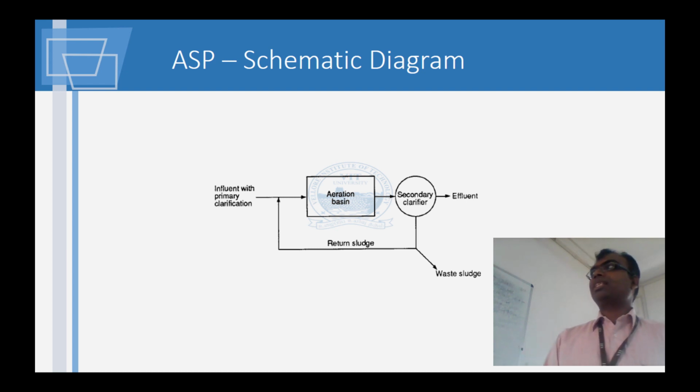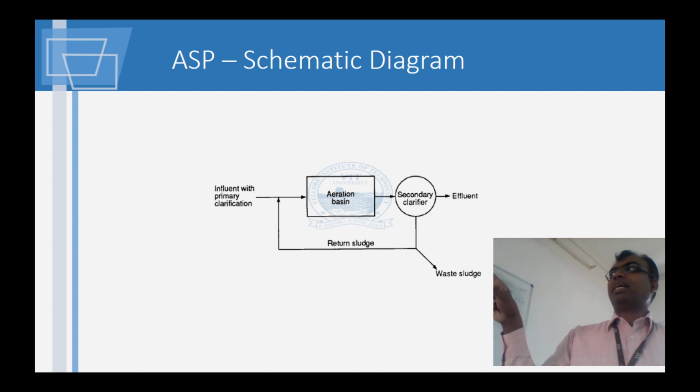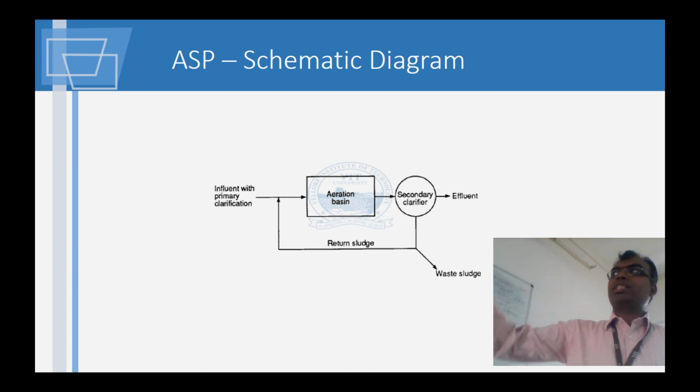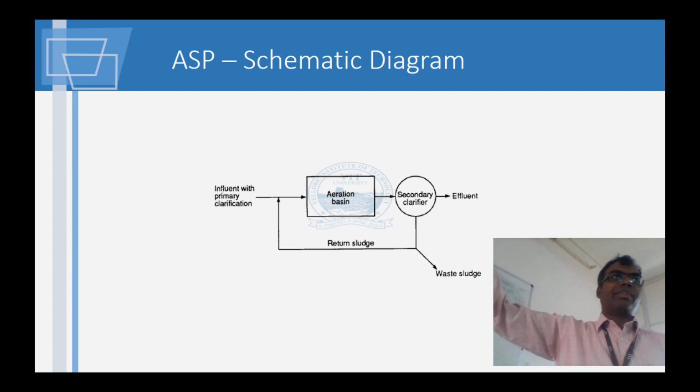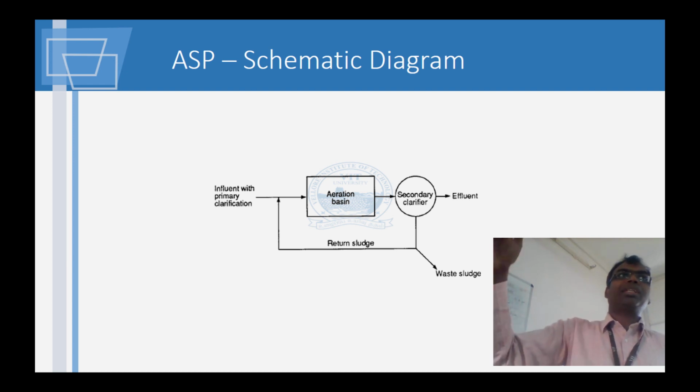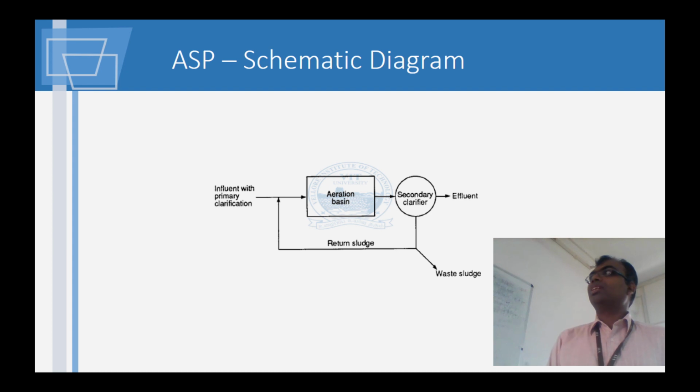What happens here is that the sludge is taken back. Sometimes you may find that the effluent has a variable quality, with fewer microorganisms. At that time you recycle it so that you have a constant loading rate.